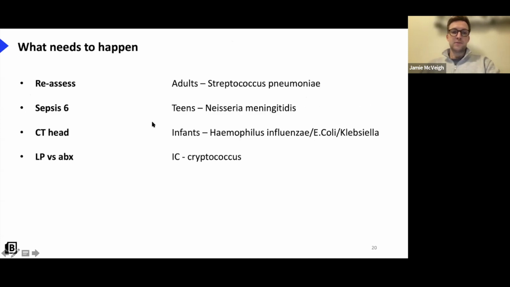So reassess him as always, see how he's doing with the fluids, see how the antibiotics are, keep a really close eye on him. He needs to go to an HDU setting, absolutely. Get a CT head on him to check that he's not got any raised intracranial pressure. Sepsis 6 we've done. And then this man needs an LP. Now, in this case, the LP should be done after antibiotics, okay? Because this is a man that's very, very unwell and could deteriorate very quickly.